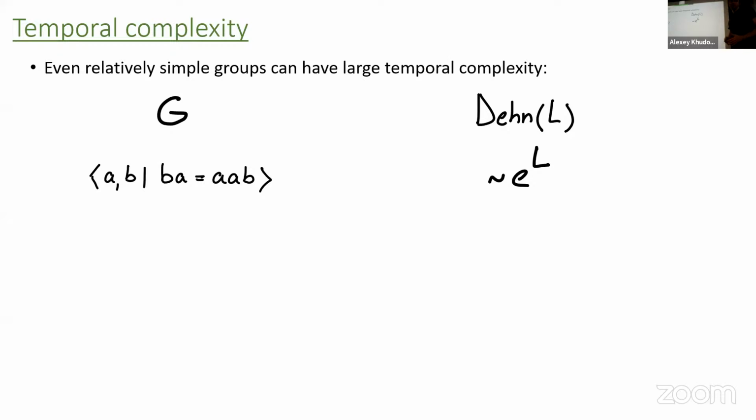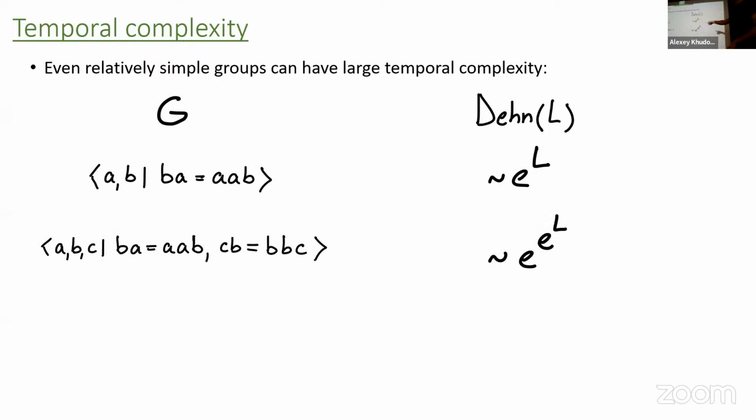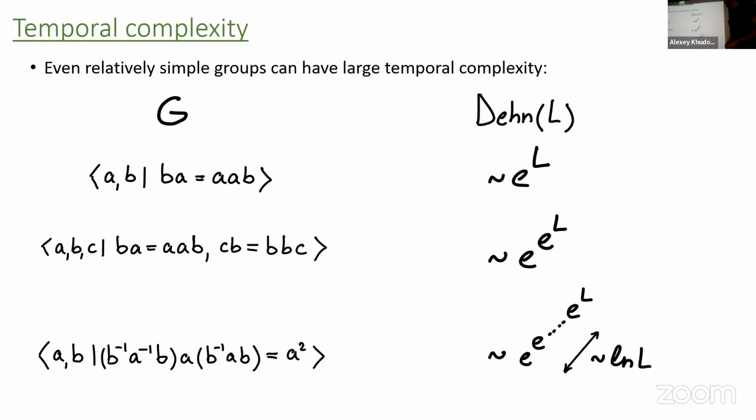Maybe this was too abstract, but even relatively simple groups can have very large Dehn functions. For example, this group, which we will come back to later, has a Dehn function that scales exponentially with L. If you slightly modify this group, then you can make it scale as an iterated exponential. And if you modify it slightly again, then you can get something even more monstrous, an iterated exponential where the size of the iteration scales as log of L. And I guess you can cook up even more bizarre examples.